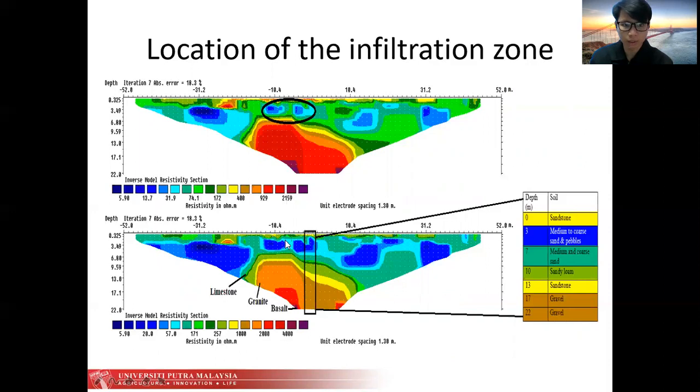So we can clearly see where the low resistivity area is. The blue color is the low resistivity value, which we can say is water, because water has low resistivity. I will determine the infiltration zone, which is this area, the blue color one, in the black circle.